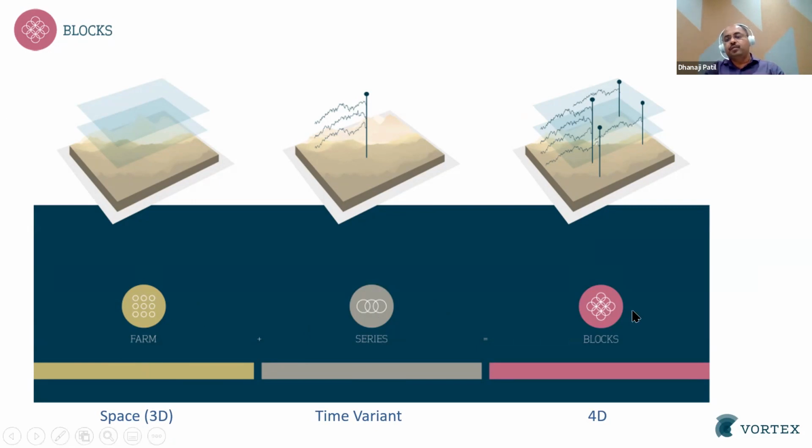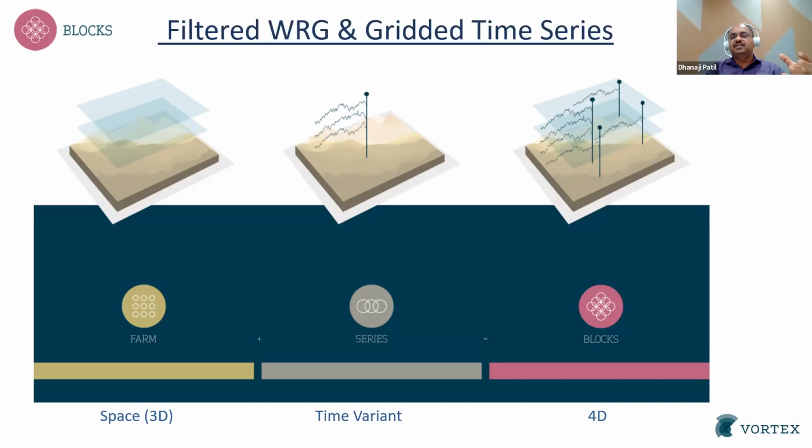And it is kind of one more dimension. So in Blocks, we are able to provide four-dimensional information, or 4D information. The output of the Blocks product is nothing but WRG files and time series data. That is the reason the name of today's webinar is filtered WRG files and graded time series data, which is nothing but the output of the Blocks product. So from here onwards, we will be discussing the Blocks product.